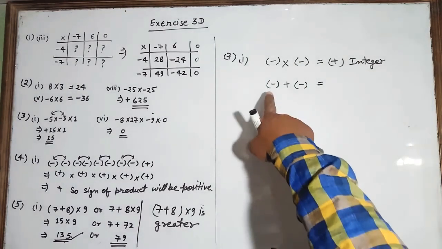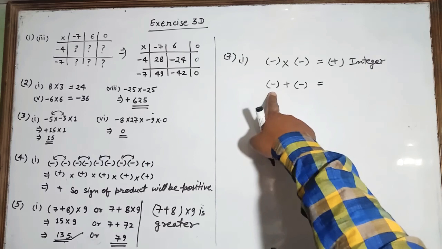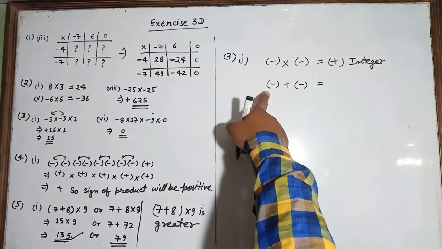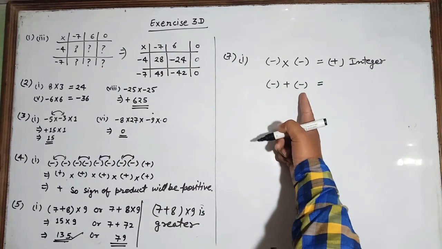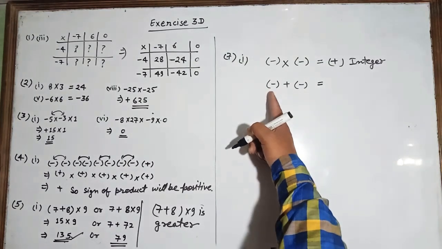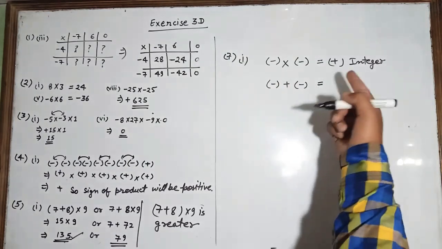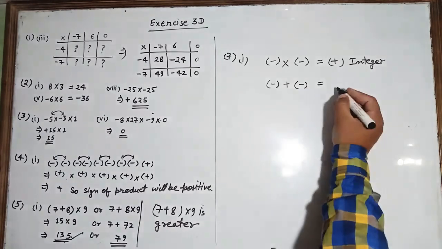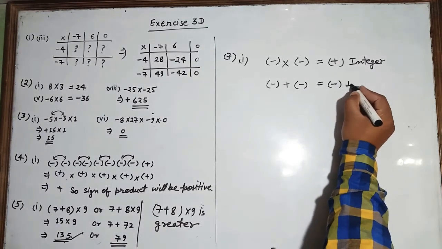On the other hand, if you are adding two negative integers, suppose you take -2 here and -2 here, then your result will be -2 plus -2, which is -4. So our result will be a negative integer.